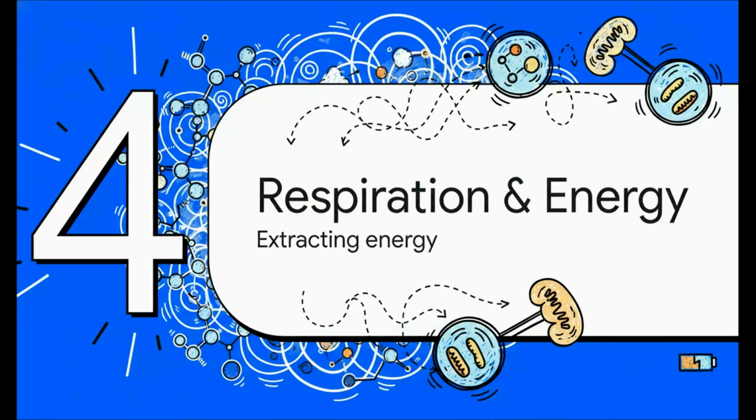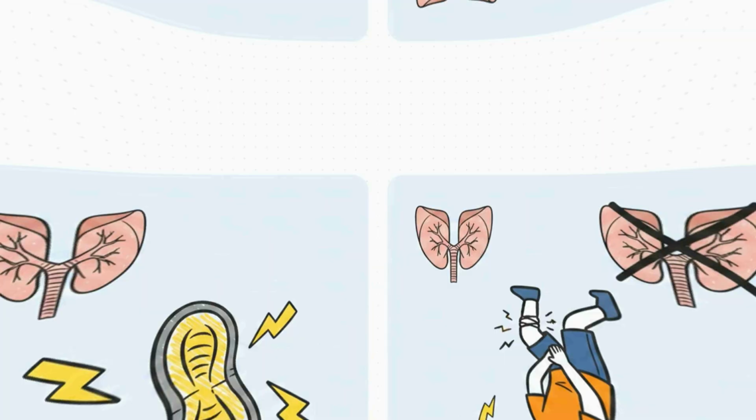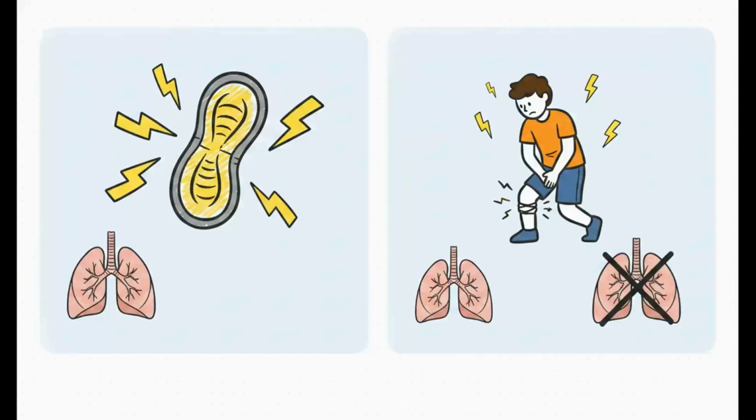Which brings us to section 4, respiration and energy. Let's see how our cells actually extract the energy locked in that digested food. Because this is another heavily tested topic, so pay very close attention. There are two main pathways our cells use to break down food for energy.